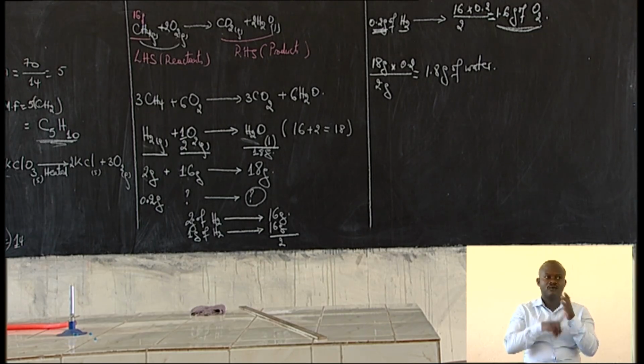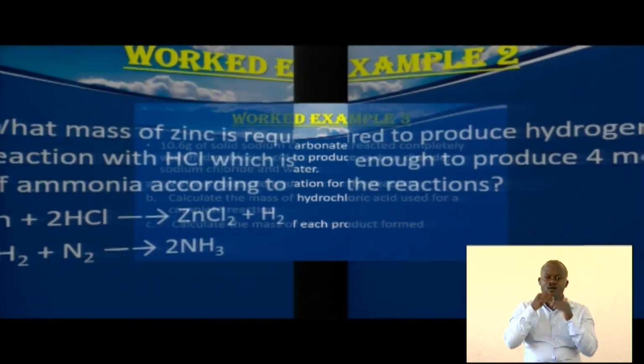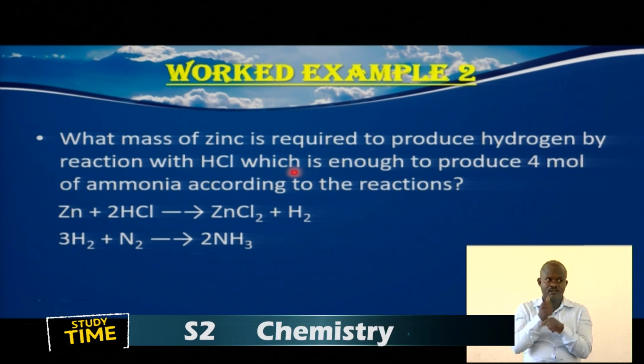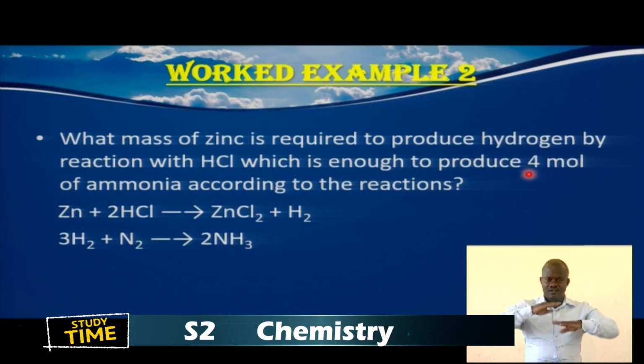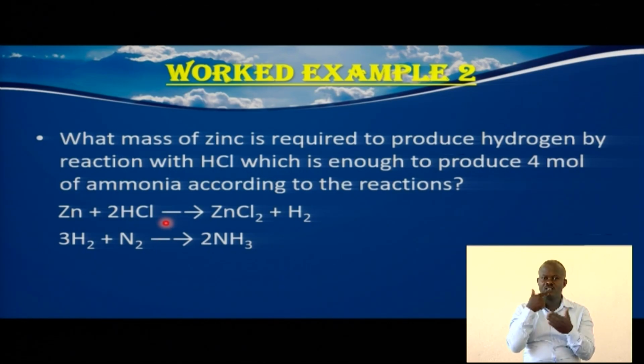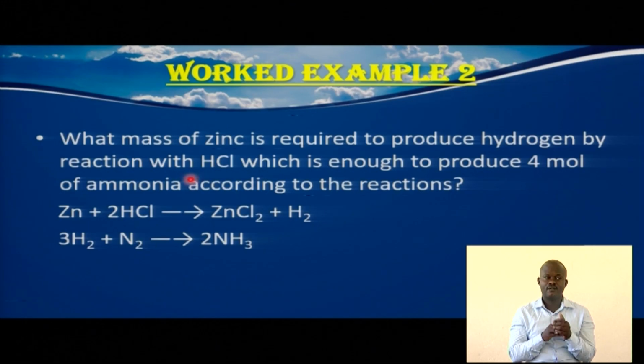And here we have worked example number 2 that you are going to try. What mass of zinc is required to produce hydrogen by reaction with HCl, which is enough to produce 4 moles of ammonia according to these reactions? These are the two reactions we have, and I hope you can try this one.